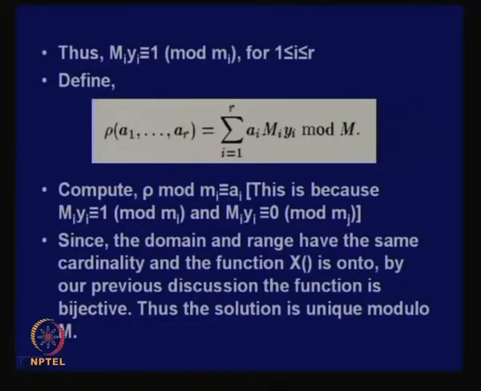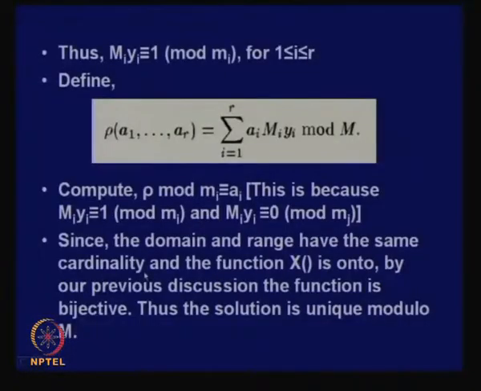The next thing to be argued is that this function is actually a bijective function. We are trying to show that this is a unique mapping. Since the domain and range have the same cardinality, as we showed, and on the right hand side this is also an onto mapping, if you combine these two things, it becomes a bijective mapping. That means the solution is unique modulo m. So you not only get a solution, but this solution is one and only one. This is clear?